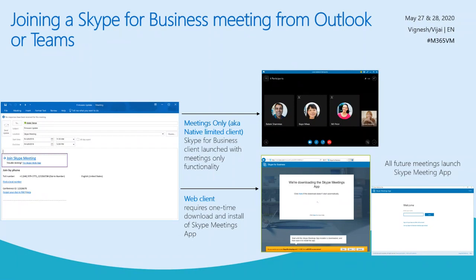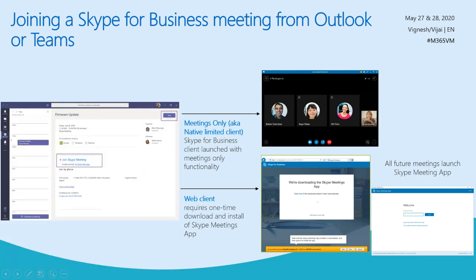If it is a Teams meeting, you can join that meeting using the Teams client only. So both are different platforms. Consider, for example, this is a Skype meeting. Once you click on this, it is going to take you to the native client or the web client. And if it is a Teams meeting, you just need to click on the join button and it is going to take you to either the client or the browser. It is going to be Teams only.